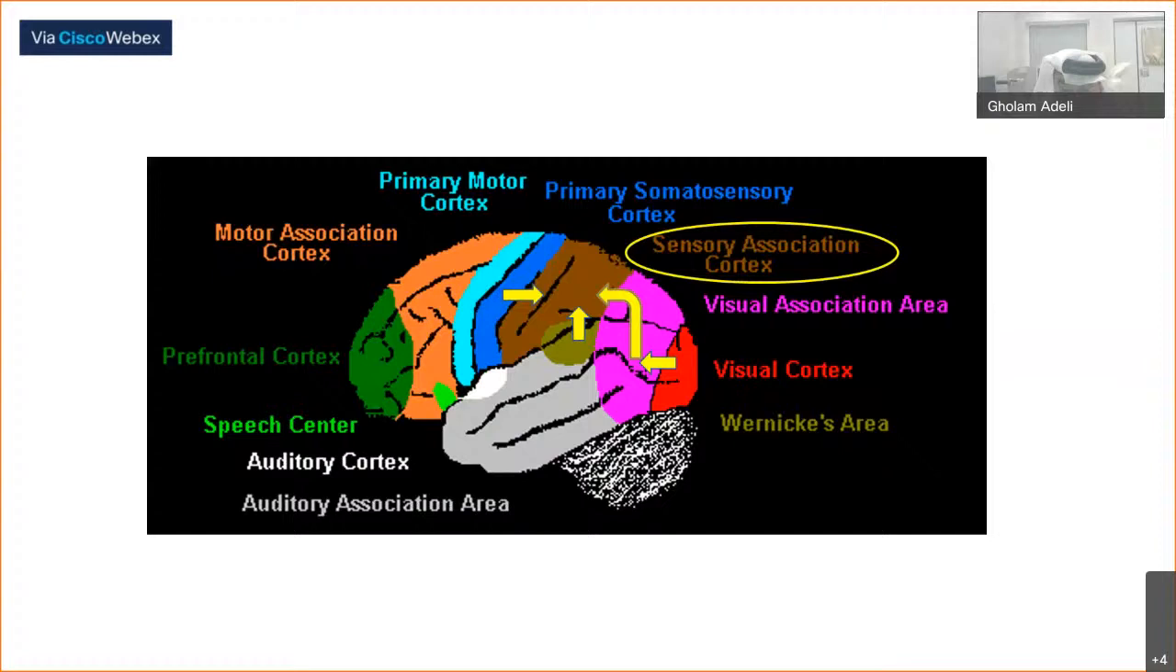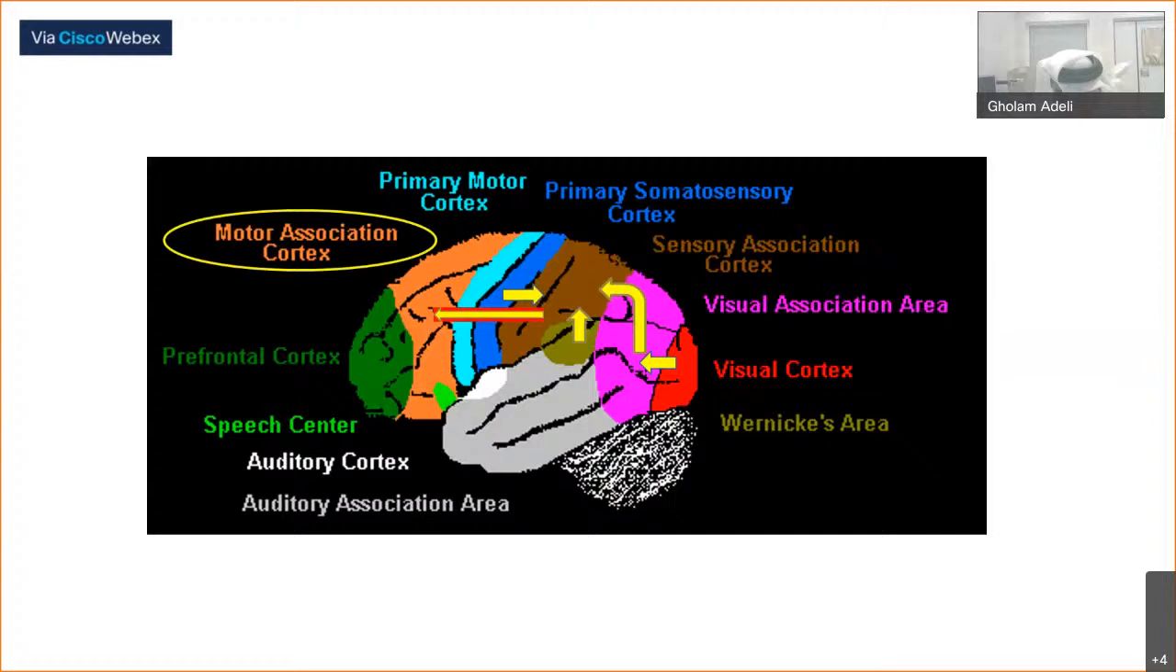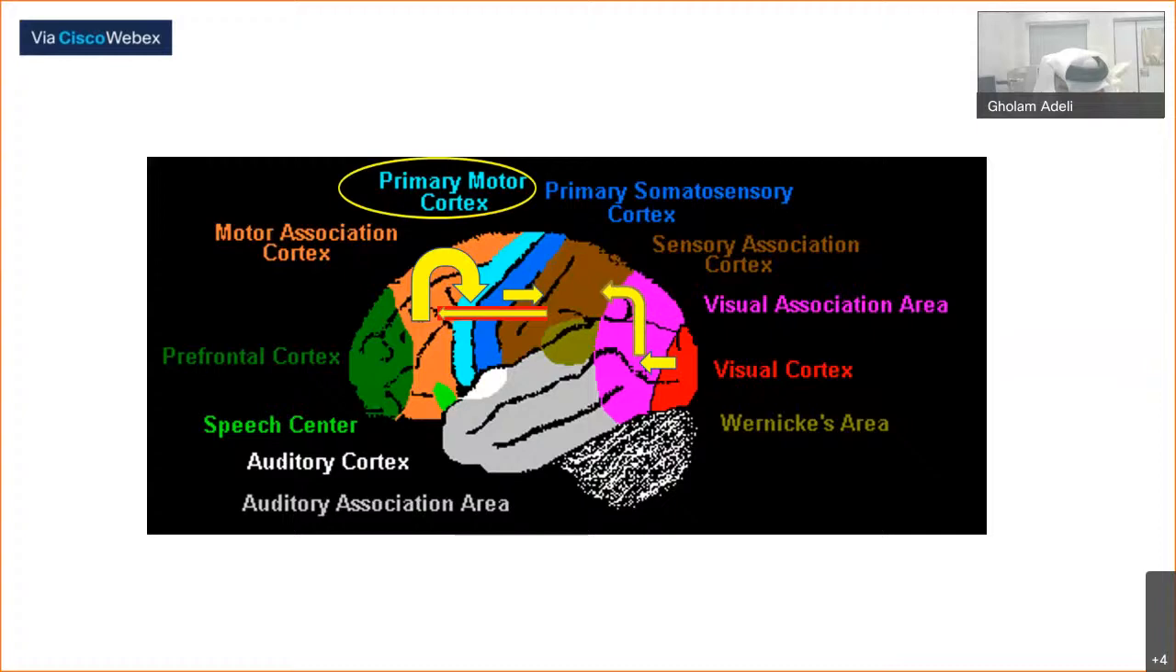This information will go to the motor association cortex, where things are put into a plan and sequence, deciding which one to start first and the appropriate way to execute it. And then the order goes to the primary motor cortex for execution.